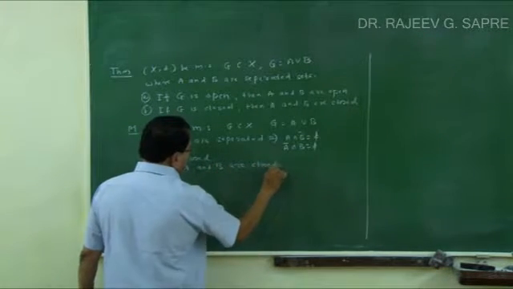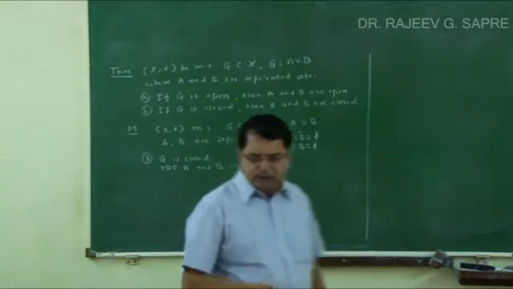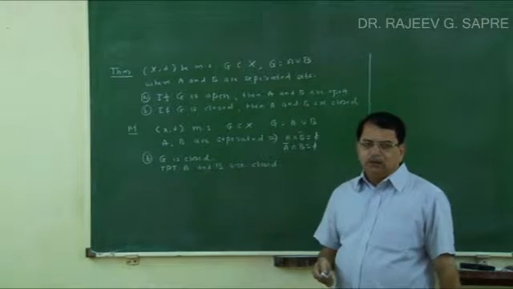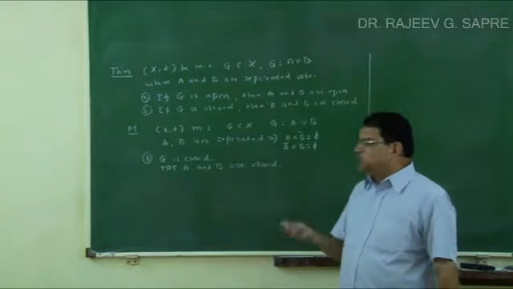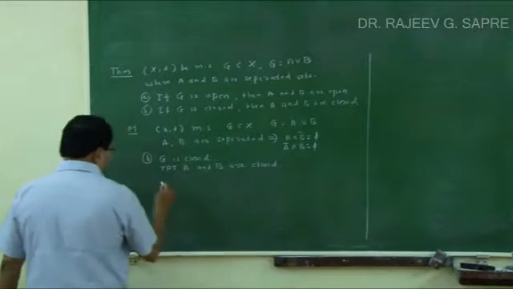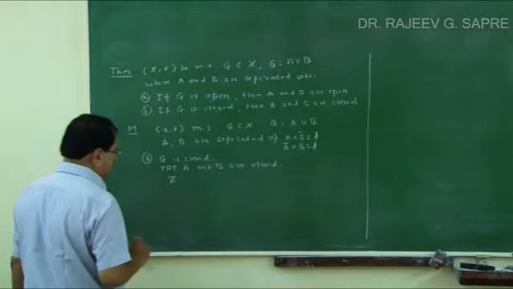Now what are the ways to prove that a set is closed? One way is to show that it contains all its limit points. Another way is to show that its complement is open. Another way is to show that A is equal to A bar. We will choose that way. So suppose I start with A bar. My aim is to prove A bar is A, then A is closed.